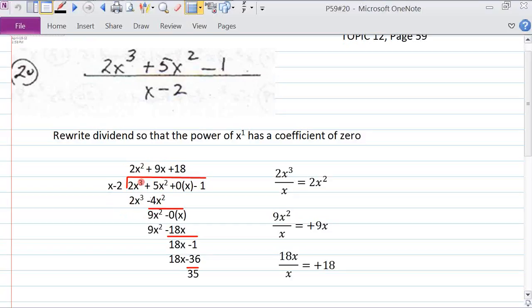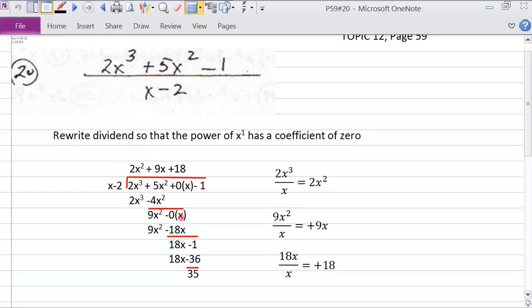I'm going to take this, subtract this. Gives me 0. 5x squared minus 4x squared: this will become plus 4x squared on subtraction, and I get 9x squared. Now I bring the next term down, which is 0x, because this should always have descending powers of x. And I have 0 times x to the 1. So I just have 9x squared minus 0 times x, which is really 0.